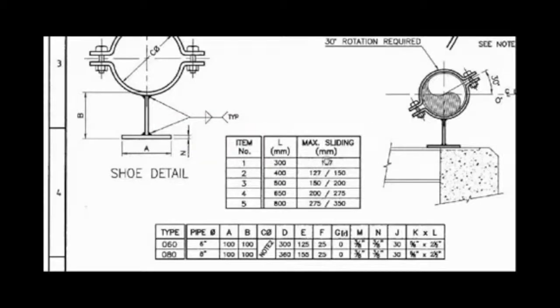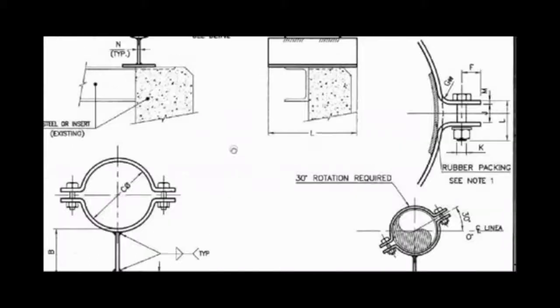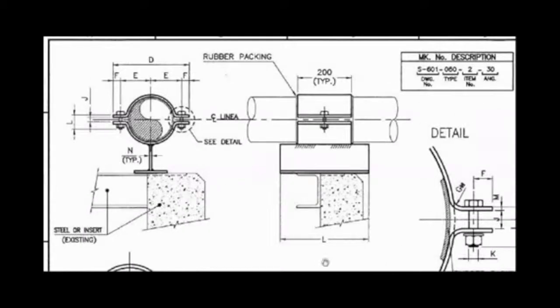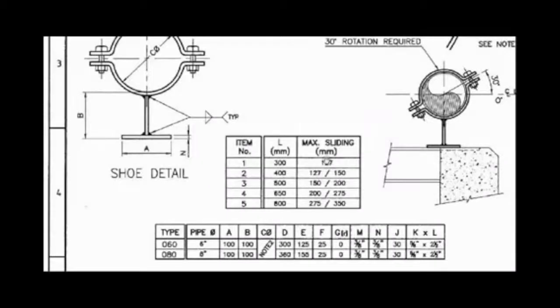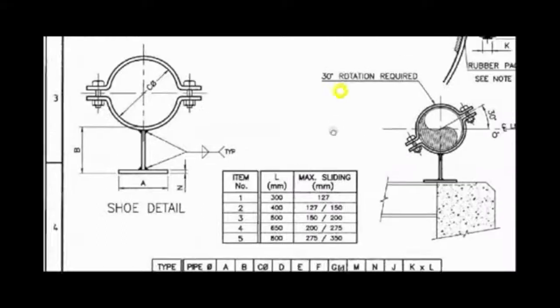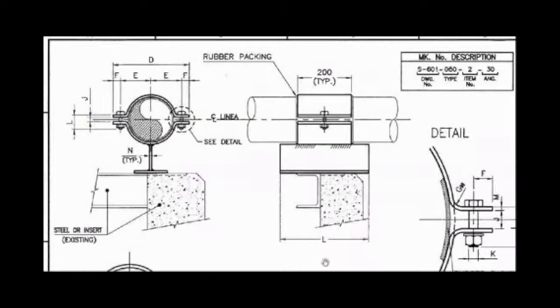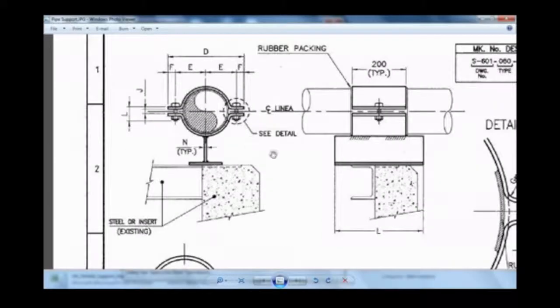And if you look into the shoes, A and B are the same for both types, so there is not much variable. C, obviously the clamp diameter, is going to vary according to the pipe sizes. D is going to be variable, that's 300 for a 6" and 360 for 8". In the same way the E dimension is going to vary, that is E is from the center of the pipe to the center of the bolt. The rest of the things are the same.